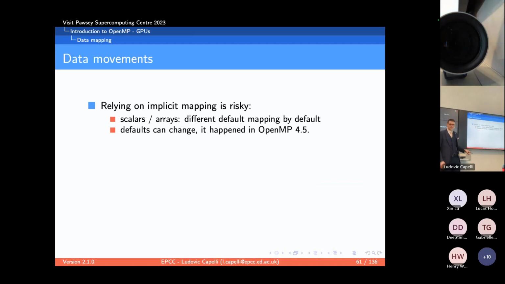In OpenMP 4.5, they changed. I think the scalars used to be shared or used to be the same as arrays, and now they're first private. So as I was saying this morning, for the CPU part, never rely on implicit mapping. Always explicitly say what you want, so that if one day the OpenMP language committee changes again the default mapping for something, your program is not impacted.